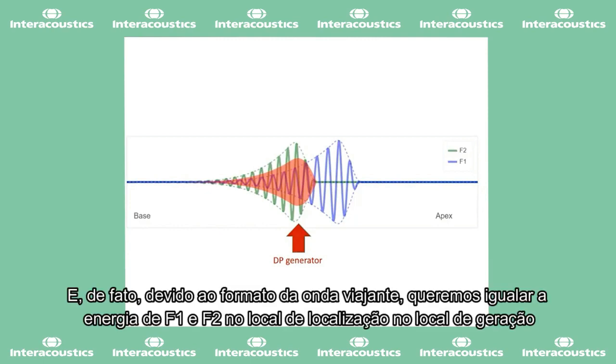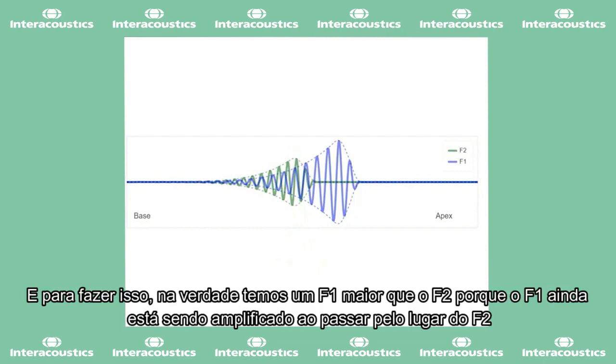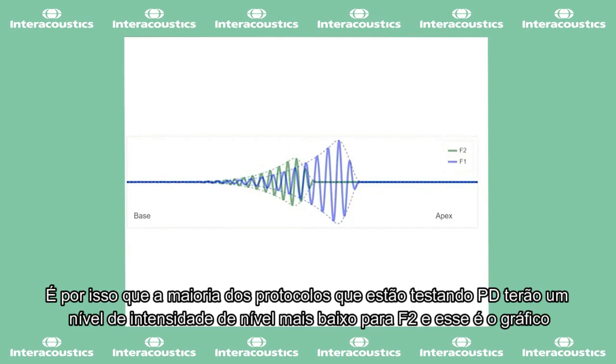And in fact, because of the shape of the travelling wave, we actually want to equalize the energy of F1 and F2 at the site of generation. And to do that, we actually have a larger F1 than F2 because F1 is still being amplified as it passes the F2 place. So that's why most protocols that are testing DPs will have a lower intensity level for F2. And that's the graph there.